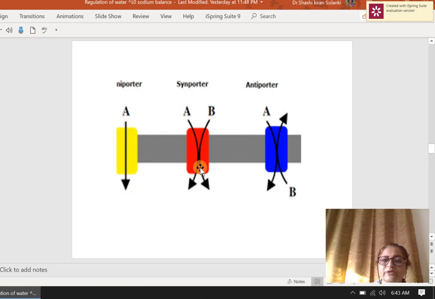Symporters: the molecules move in the same direction through the plasma proteins located on our plasma membrane. Whereas with antiporter proteins, molecules move in opposite directions. One molecule comes out and the other moves inside the cytoplasm. So this is the symporter and antiporter mechanism of exchange of sodium ions.